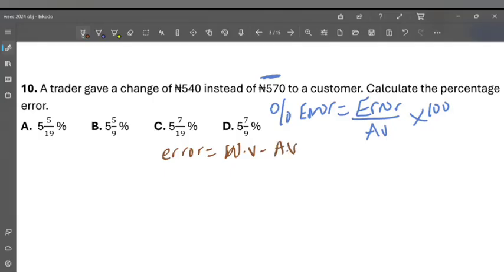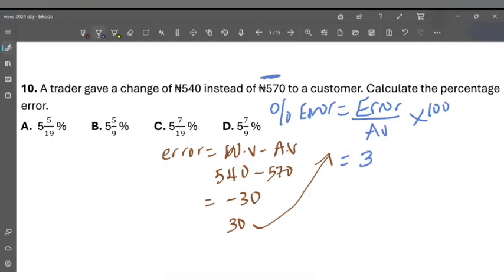So in this case, what's the wrong value? It was 540. And then what was the actual value? It was 570. So he made an error of minus 30 naira. But in this case, we don't really need the negative, so we can say the error was 30. So what then do we do? I'm going to put this error into the formula here. So percentage error is equal to the error, which was 30, over the actual value, which was 570, times 100.